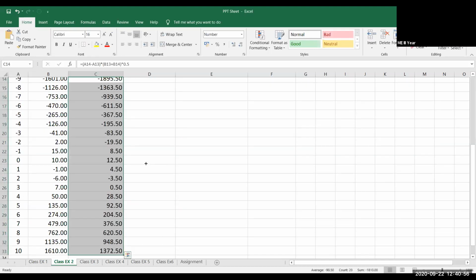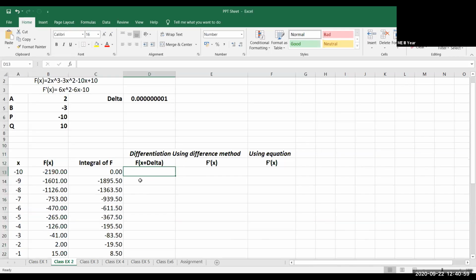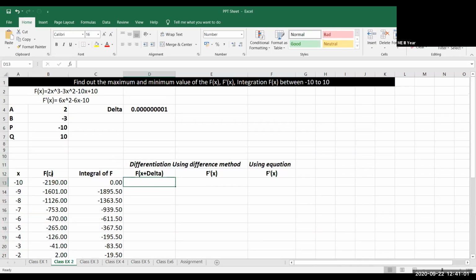Now you have to find out f(x plus delta x). Here we have found only f(x), so here you have to find f(x plus delta x). For finding any formula or function, you just have to put the equal sign. Yes, anyone want to ask a question?